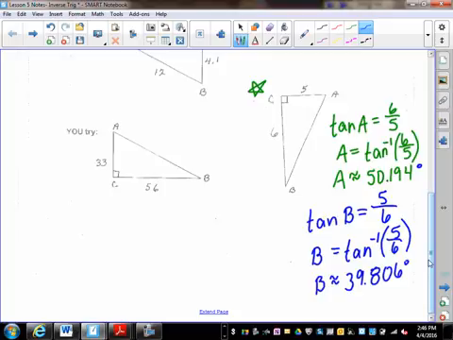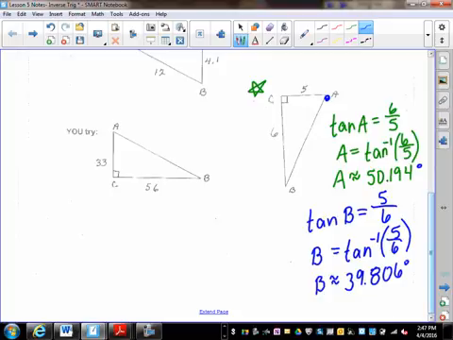Questions on this? Yes, Jesse? So here's my angle. Opposite over adjacent. So opposite of A is 6. Adjacent is 5. Tangent is opposite over adjacent. But notice for B, we have a different opposite and a different adjacent. So you use either sine, cosine, or tangent for the different circumstances that you have.